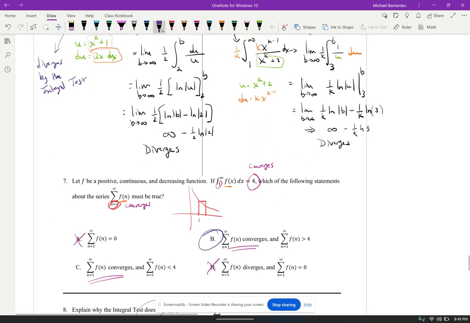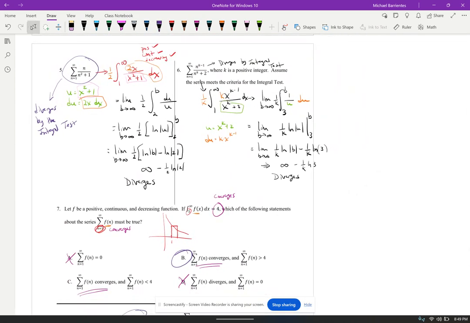All right, so the moral of the story is if you can find a function that is decreasing, positive, and continuous, and you can do the integral of that function, then you can use the integral test to determine whether the infinite series is convergent or divergent.